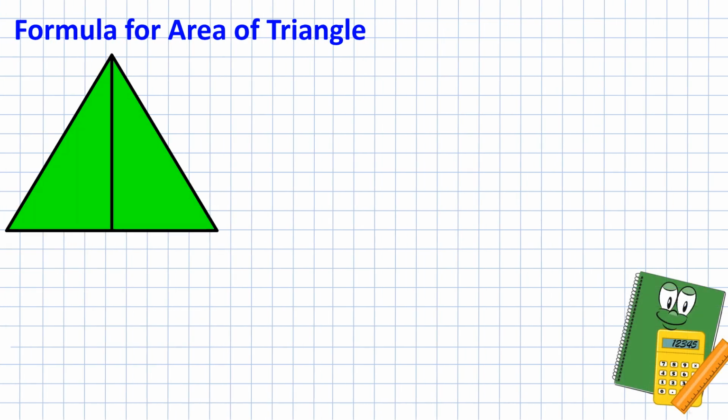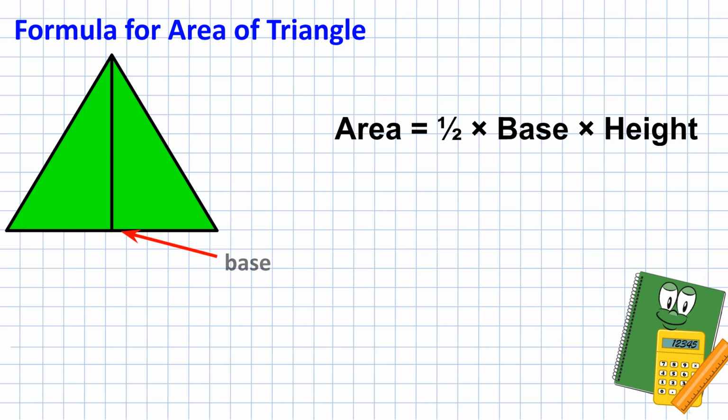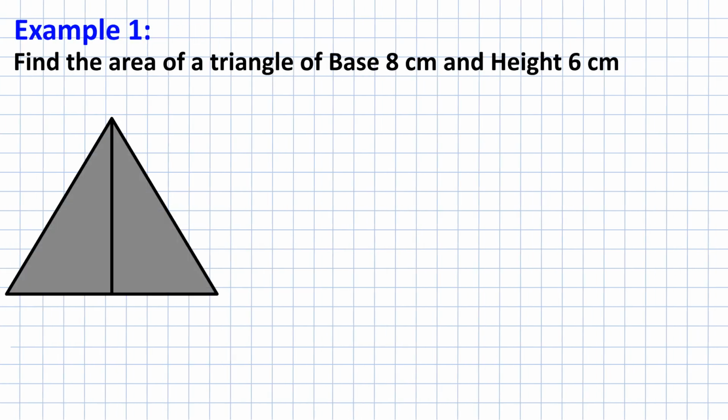The formula to calculate the area of a triangle is area equals 1/2 times the base times the height. In short, A equals 1/2 times B times H. Let's look at our first example.